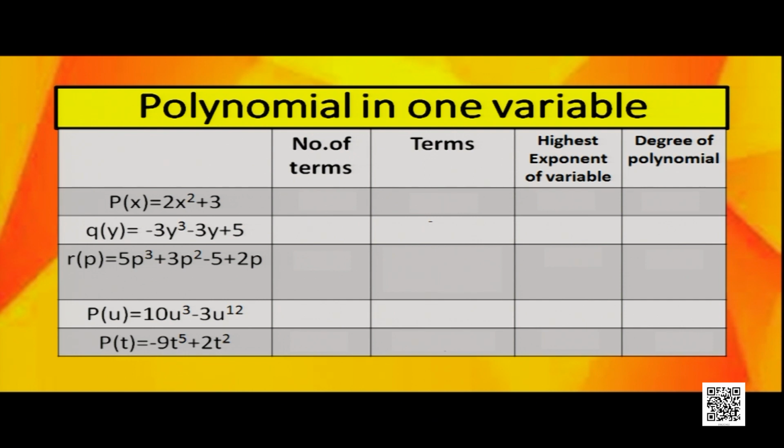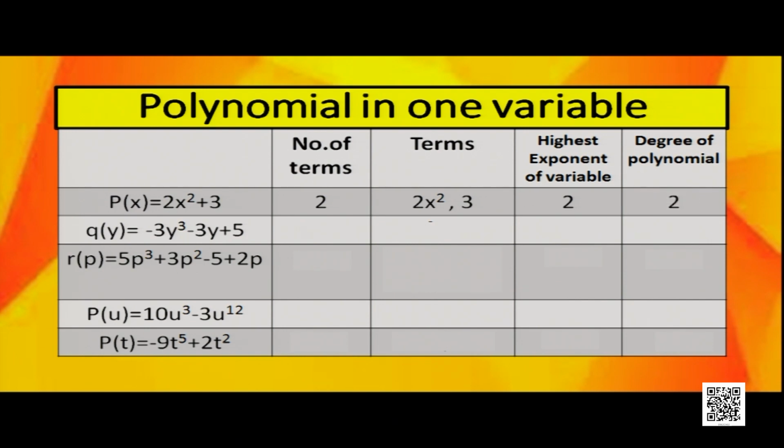Now, let's see the number of terms, what the terms are, what the highest exponent of the variable is, and how to find the degree of the polynomial. In the first case, see, the number of terms is 2. Then what are the terms? The terms are 2x square and 3. And what is the highest exponent of the variable? Here it is x square, so the value is 2. So here we can say the degree of the polynomial is 2.